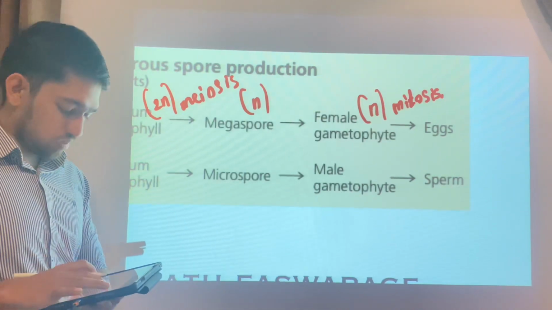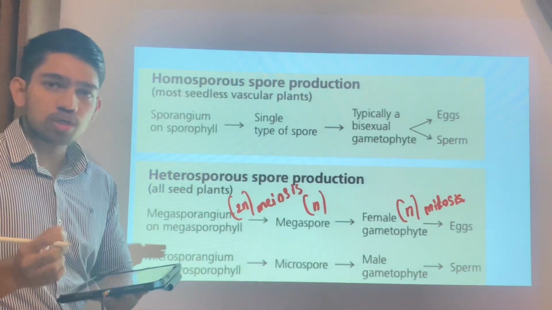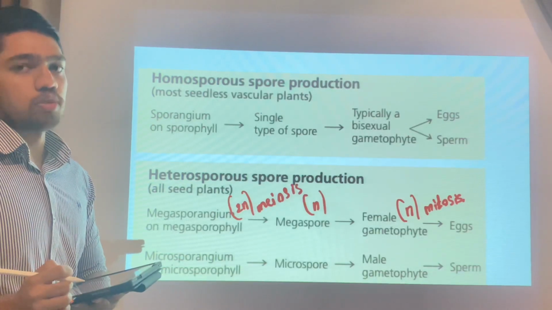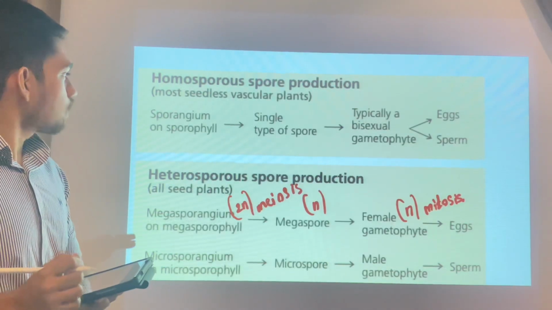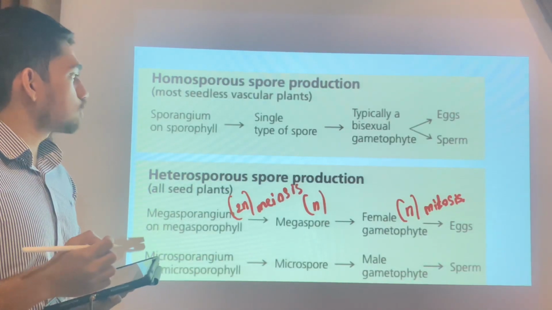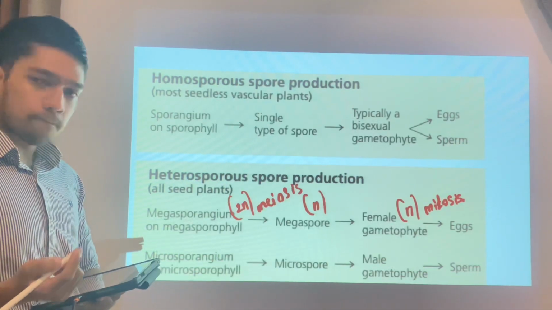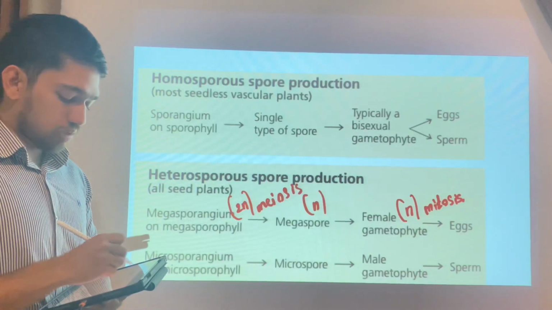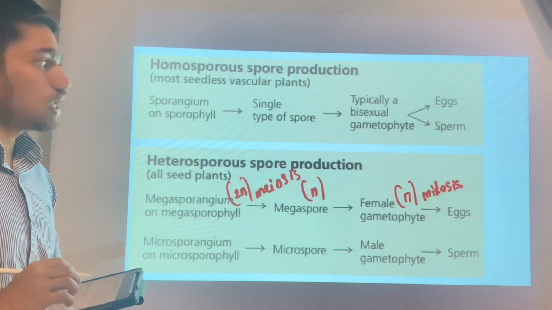The microspore will give rise to the male gametophyte, and the male gametophyte will produce male gametes, or sperms. If a plant is homosporous, such as the club mosses under phylum Lycophyta, we consider all club mosses to be homosporous. The example is Lycopodium in your resource. It produces only one type of spore, thus it is called homosporous. Since there is only one type of spore, it can only give rise to a single type of gametophyte, and usually that gametophyte will be bisexual. It will produce both male and female gametes in the same gametophyte.